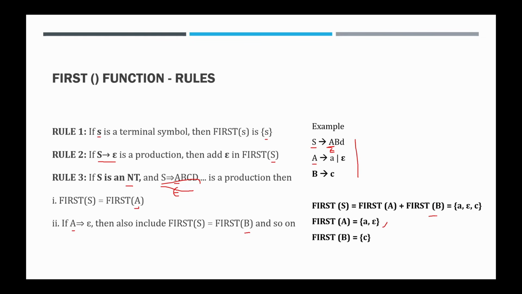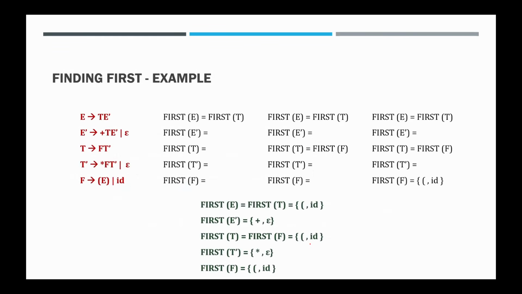Now we need to find what first of B is. The B production is here: B tends to a terminal symbol c. So first of B will be c. So these are the first sets of all the non-terminals given in this production. Clear? Let us see one more example.